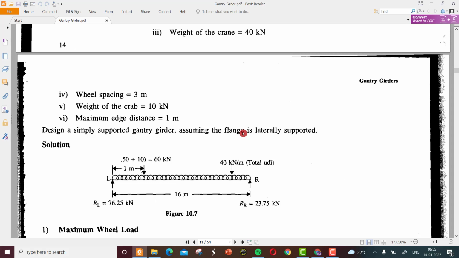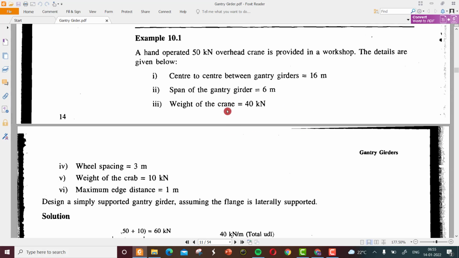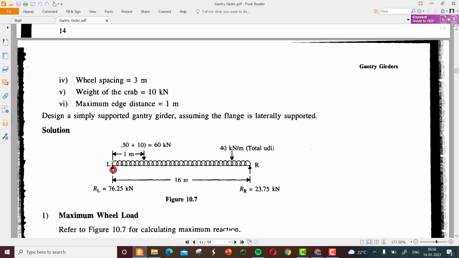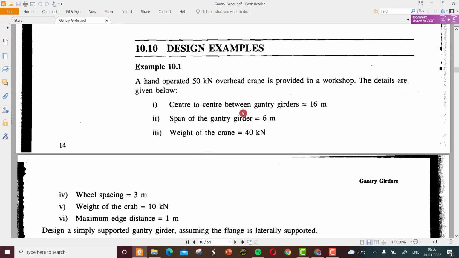So the solution is like this. We have the weight of the crane, 40 kilonewton. So the weight of the crane is provided as UDL 40 kilonewton per meter. Then we have the hand operated 50 kilonewton overhead crane.